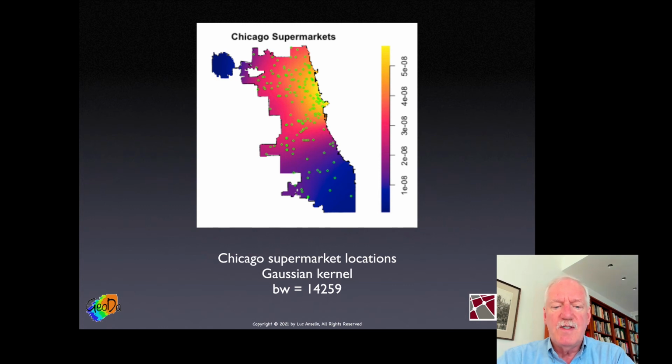So this is a Gaussian kernel. The bandwidth is the optimal one that SpatStat picked. The darker areas are lower intensity, and you see this is the southern area, and then obviously we already know this, O'Hare doesn't have any supermarkets. And then the high intensity areas are all in the north, downtown and north of the loop here, right?